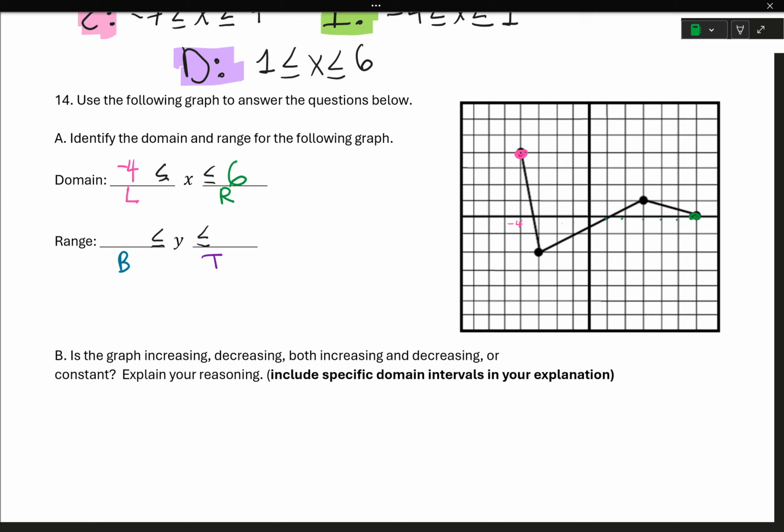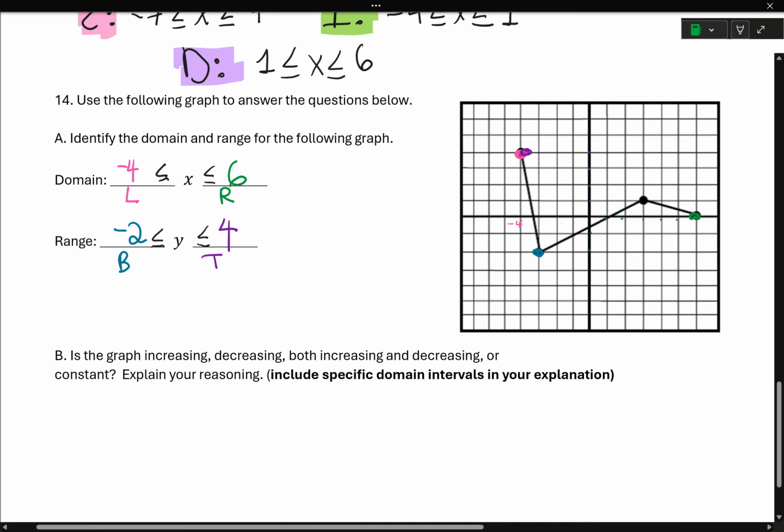Okay. The bottom of my graph is here. That's 1, 2, so that's -2. And then the top is right there. 1, 2, 3, 4. 4. All right. Let's do increasing, decreasing, constant.